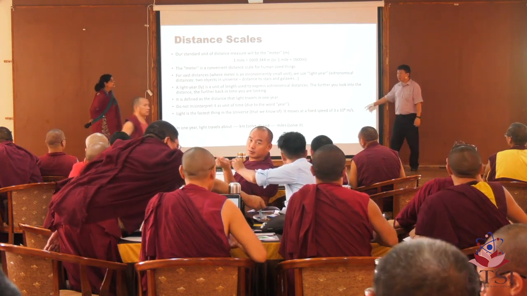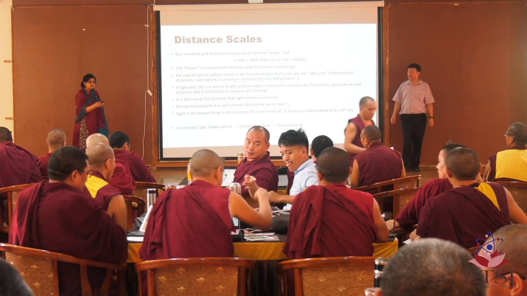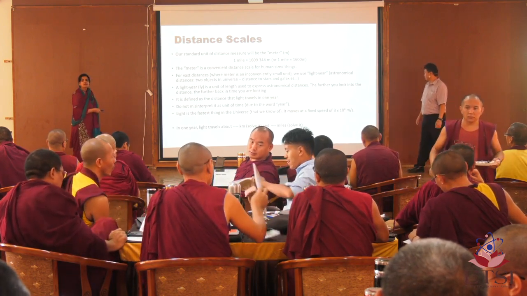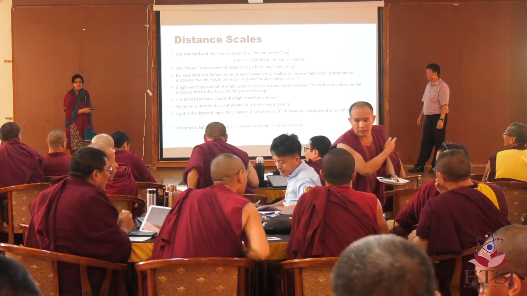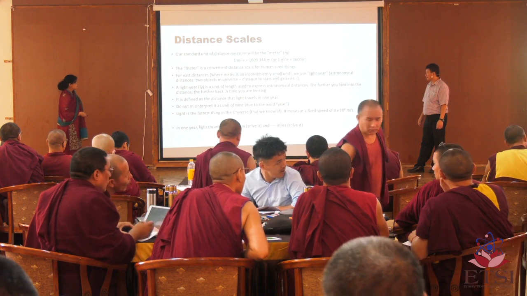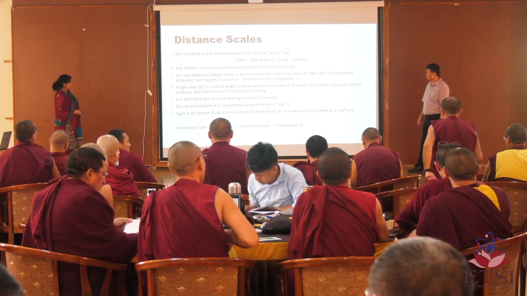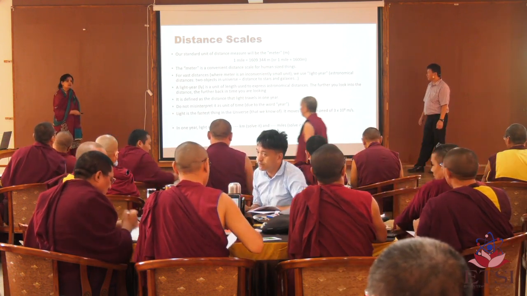3 times 10 to the 10. Yes. So it will be 3 times 10 to the power 10 meter per second. Now, remember the definition. So light year is the distance light travels in 1 year.